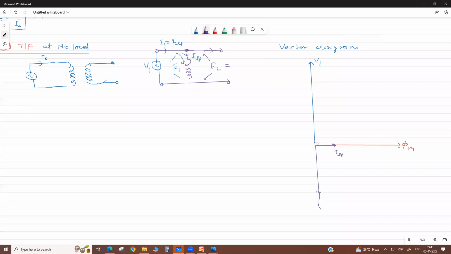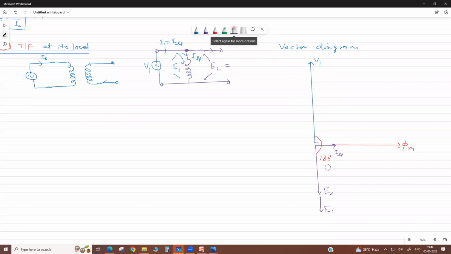So now it depends on the number of turns in primary and secondary. So there is this induced EMF E1 and E2. Let us say this is E1 and this is E2. They are in the same phase because they are produced by the same flux.